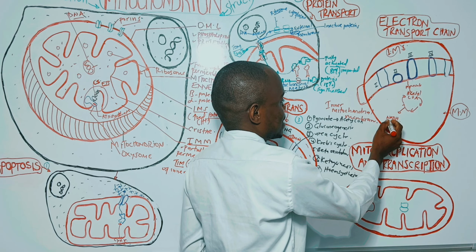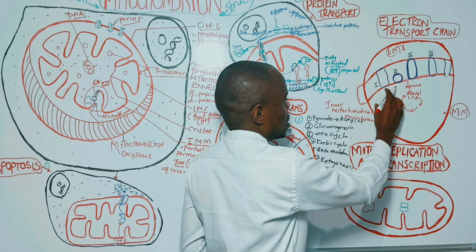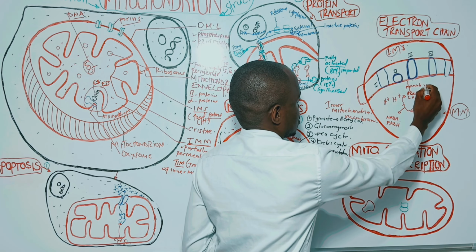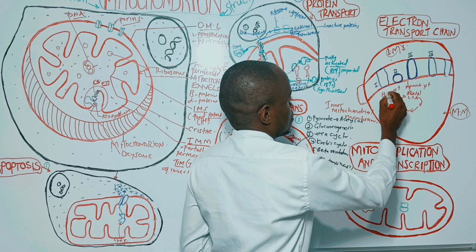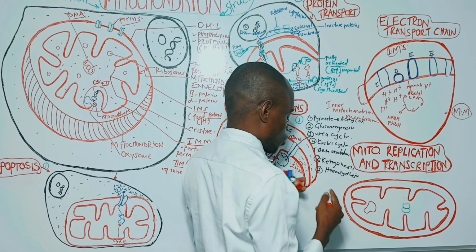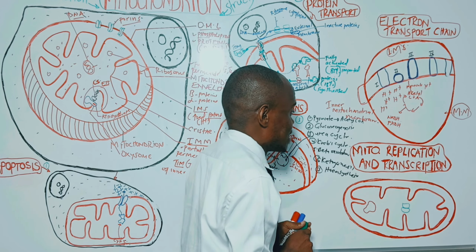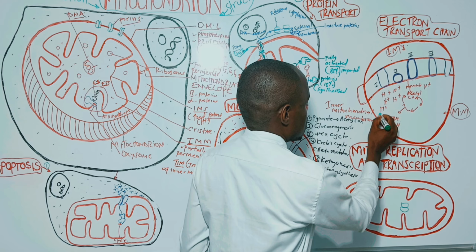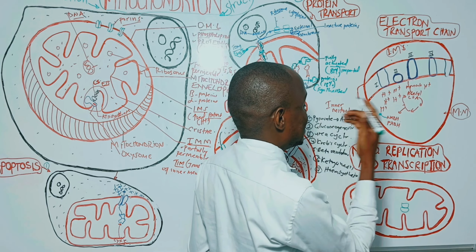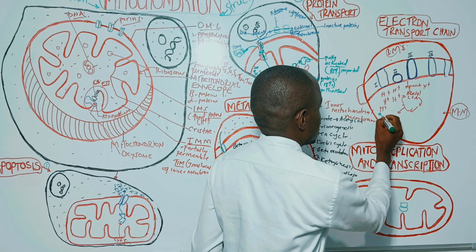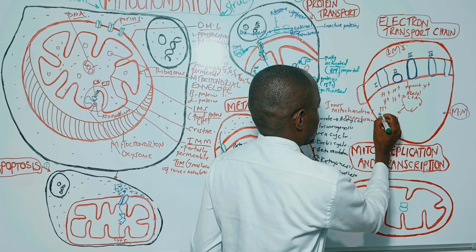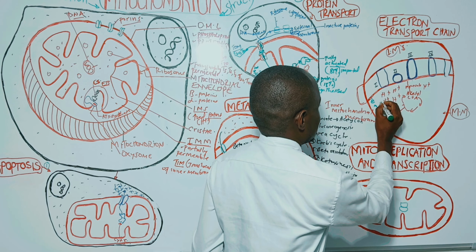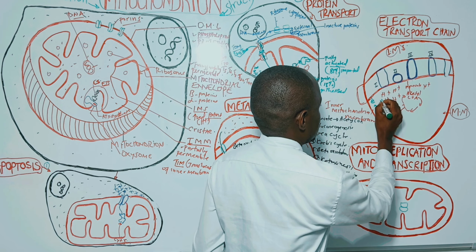Now, when this NADH here, remember, we have a lot of protons in the mitochondrial matrix. Very many of them. What is going to happen is that this NADH is going to become oxidized. It's going to release the protons and the electrons. It's going to dissociate and give the electrons and also the protons.